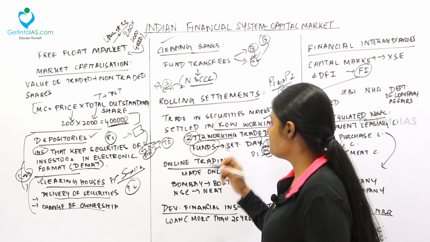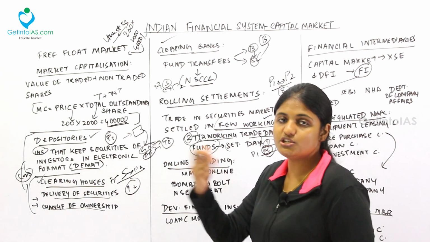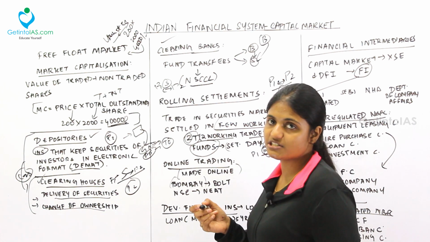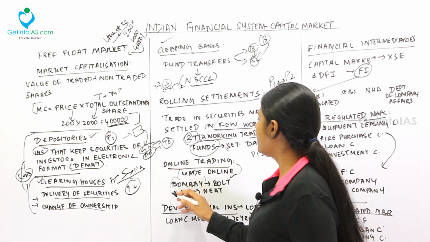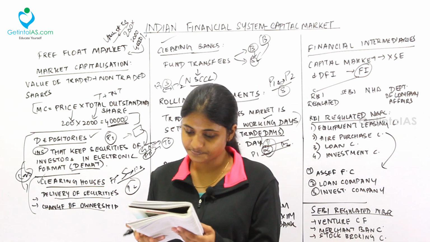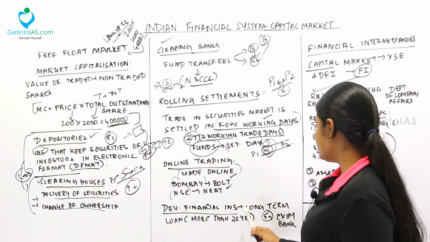Online trading is very easy. If all the trading, instead of person to person, is made online, it is called as what? Online trading. For Bombay Stock Exchange, the online trading is called as BOLT, and for National Stock Exchange, the online trading is called as NEAT. Fine. So, next moving to the development financial institutions.